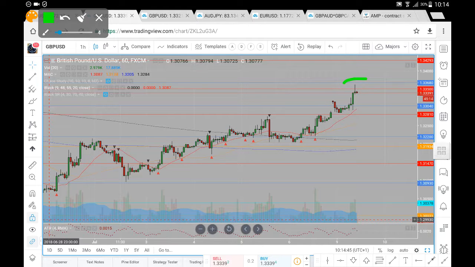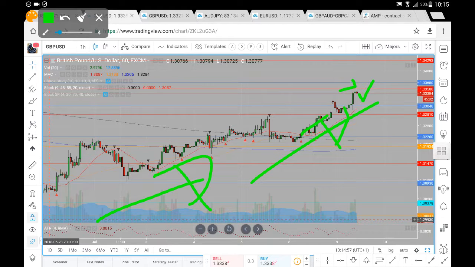We did come pretty close towards a test of 33.68, didn't quite get there. What we did see was a bit of a sell side momentum return to the market from this pin bar, but at present we do seem poised for further upside momentum continuation here on the pound against the dollar.